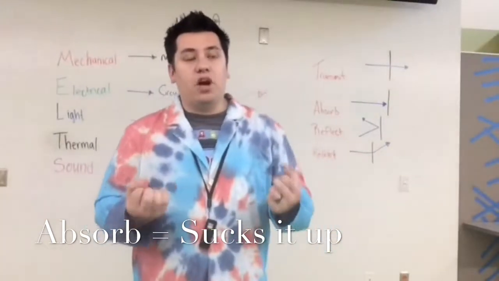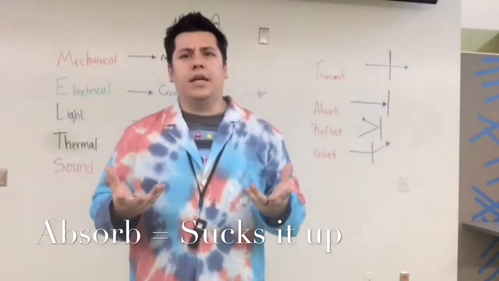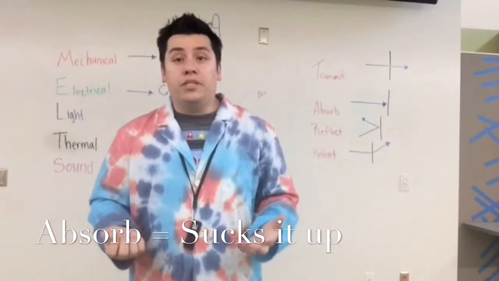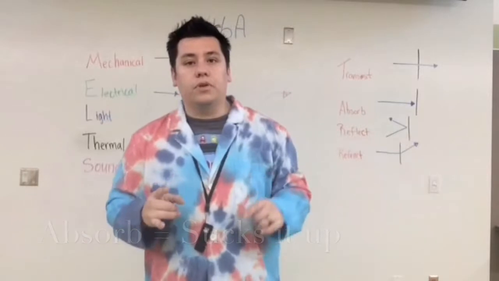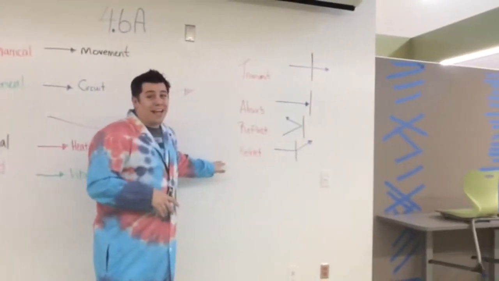Black, on the other hand, absorbs every color. So when you see black, you're actually not seeing any light because the shirt is sucking it up. Okay? When you see white, you're seeing every color bounce off that shirt because white light is all 7 colors. Okay? Now the other two can get tricky. We're talking about reflect and refract.